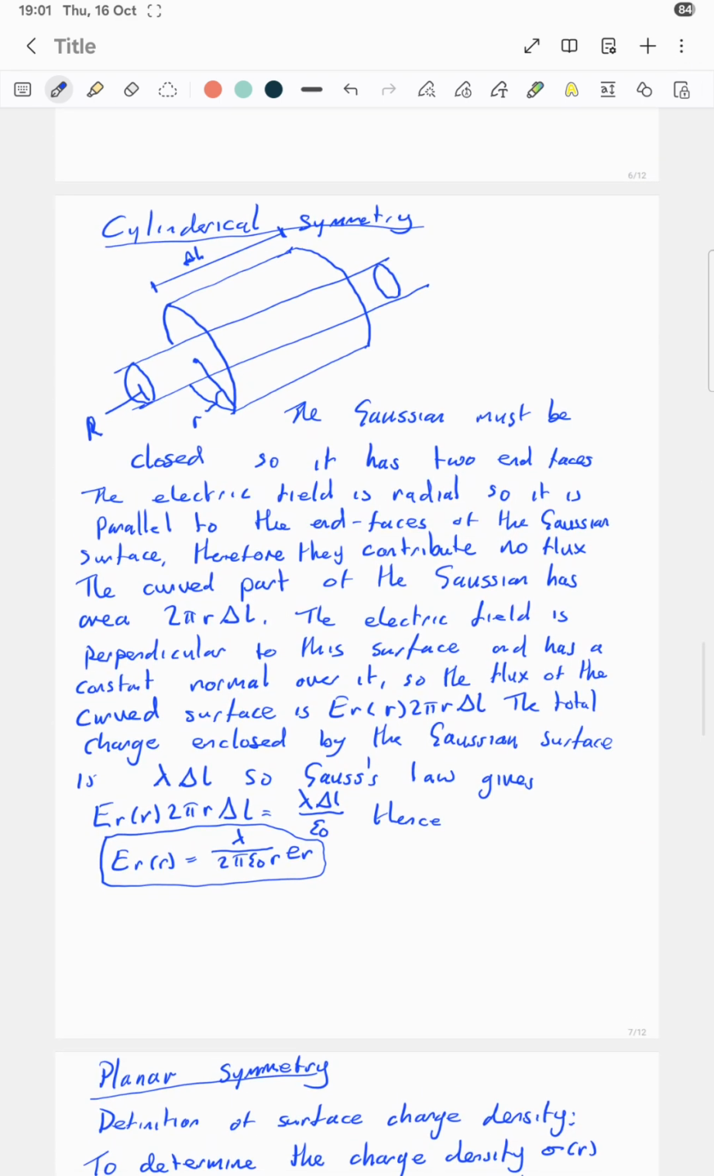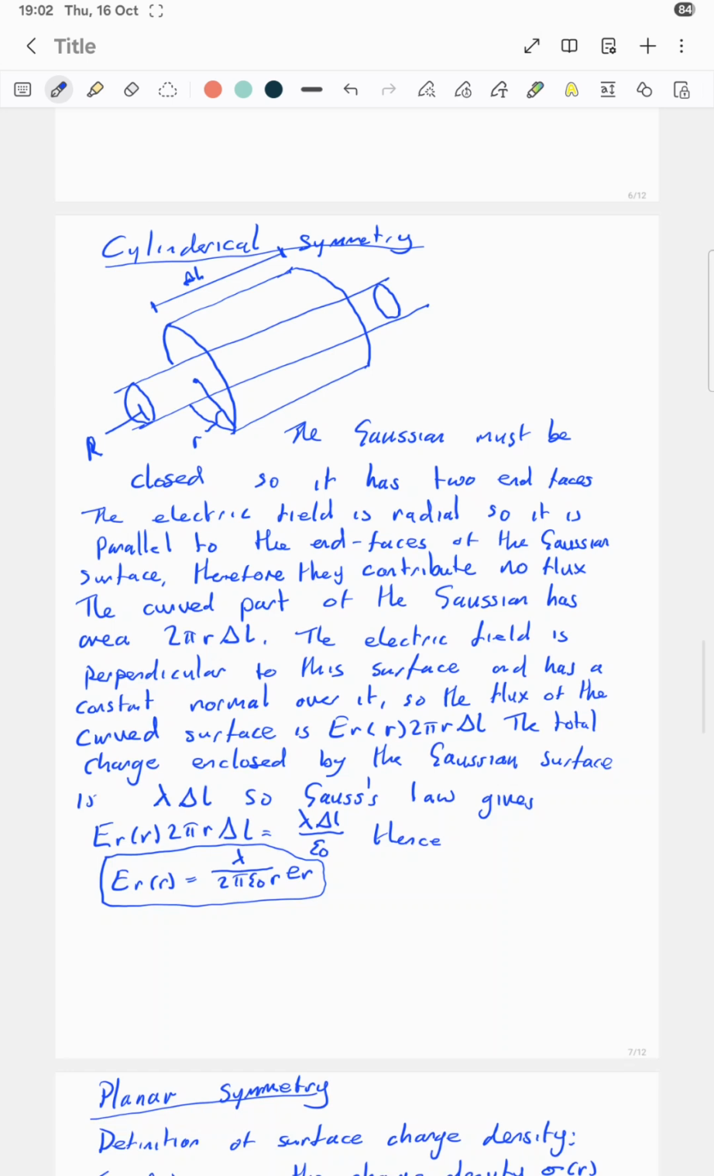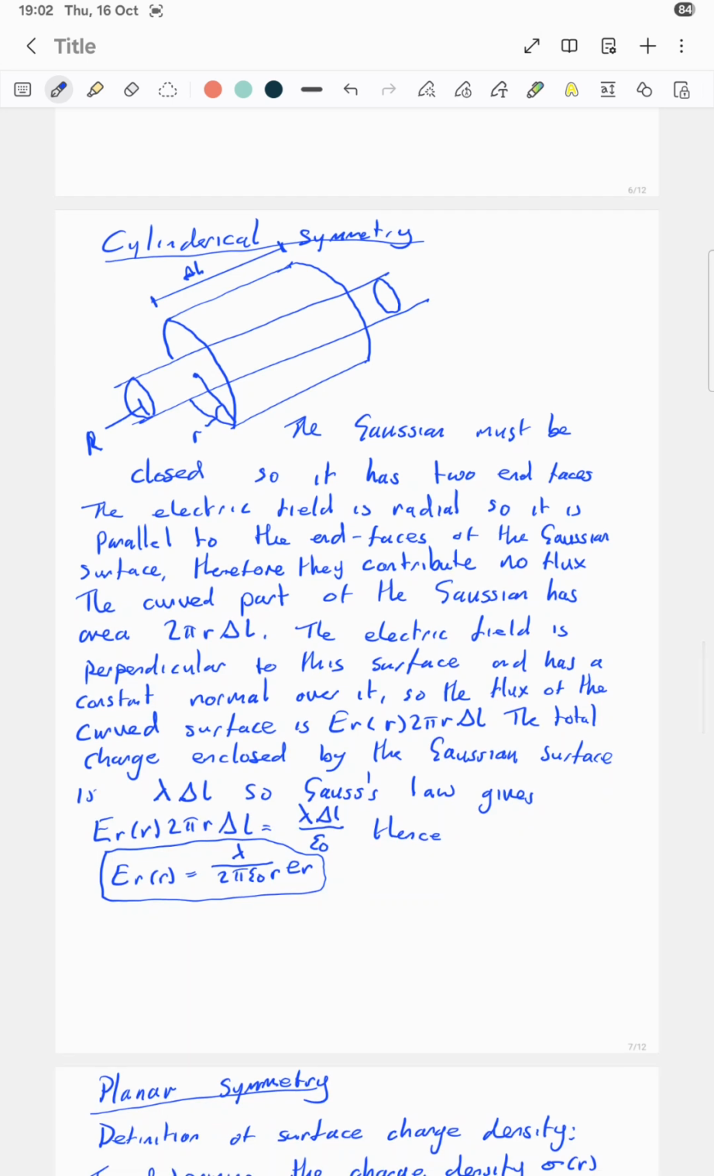Now, for cylindrical symmetry, the Gaussian surface must be enclosed, so it has two end faces. The electric field is radial, so it is parallel to the end faces of the Gaussian surface, and therefore they contribute no flux. The curved part of the Gaussian surface has area 2 pi r delta L. The electric field is perpendicular to this surface and has constant magnitude over it, so the flux through the curved surface is E_r 2 pi r delta L. The total charge enclosed by the Gaussian surface is lambda delta L. So by Gauss's law, we end up with this.